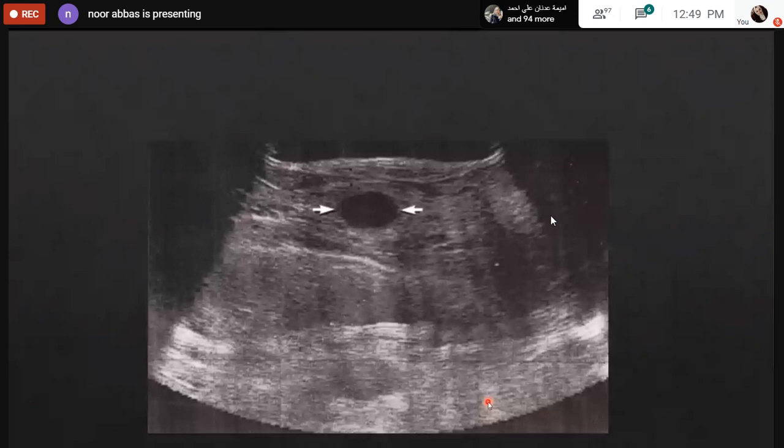This is a lobulated and spiculated outline, hypoechoic with internal calcification. This is very suspicious. Abnormal intravascularity, the counterpart on mammography. This is the spiculated mass with internal calcification. This is the breast ultrasound.